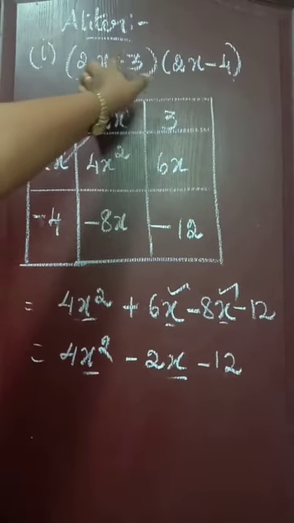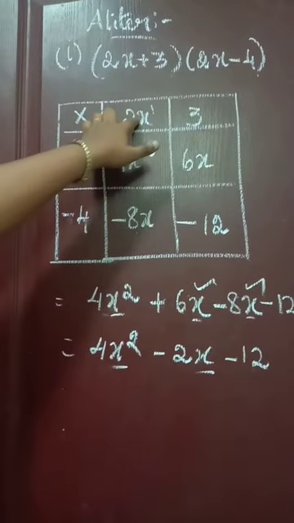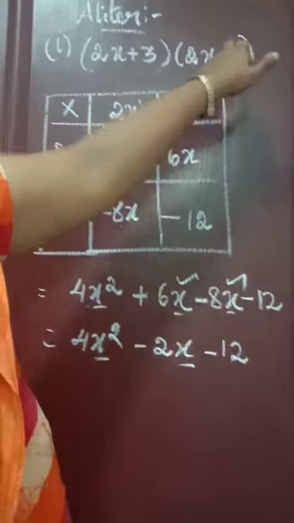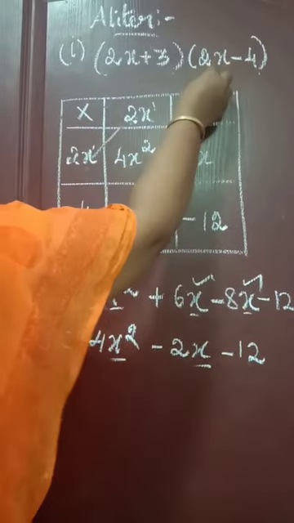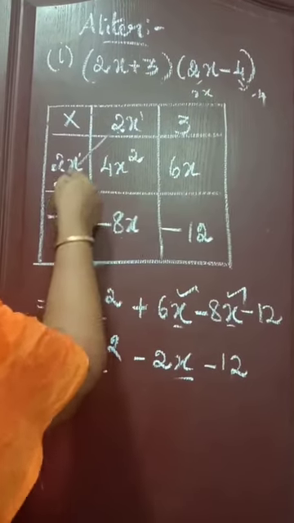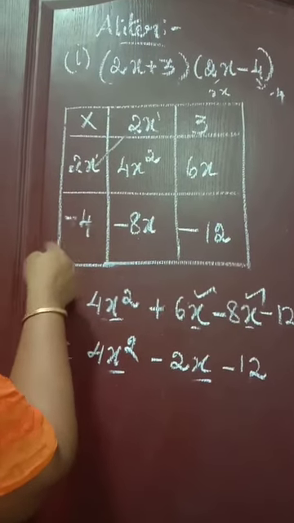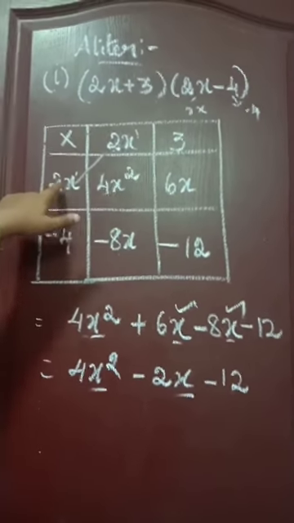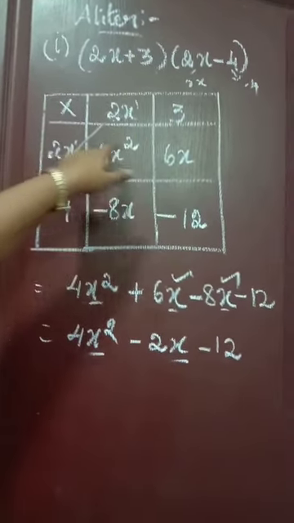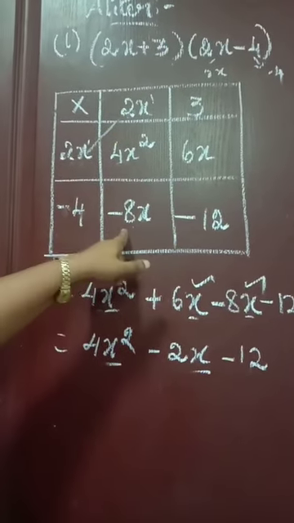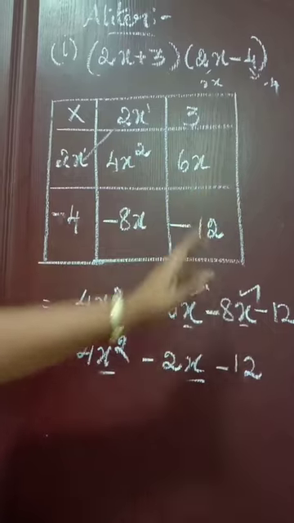One is 2x, another one is 3. So 2x, 3. Next one, 2x minus 4. You have to split the term. So here 2x, here minus 4. So I write 2x minus 4 here. Next you have to multiply these two terms and write the answer here. Next you have to multiply and write.